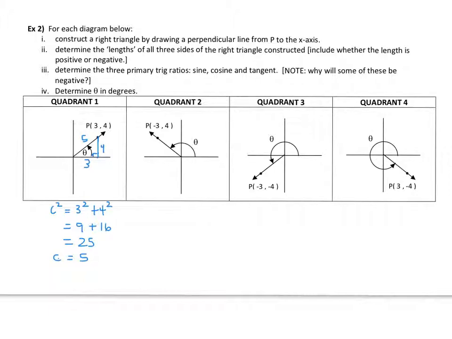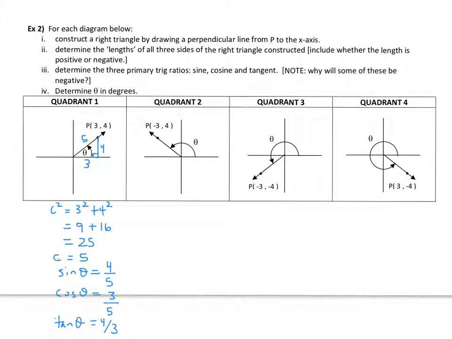So determine the three primary trig ratios: sine, cos, and tan. The sine of angle theta would equal opposite, which is 4. Notice that's the y-coordinate over the hypotenuse, which is really what we call the radius. The cosine of angle theta would be the adjacent, which is equivalent to the x-coordinate over the radius. And the tangent of theta would equal 4 over 3, which is really my y-coordinate over my x-coordinate.